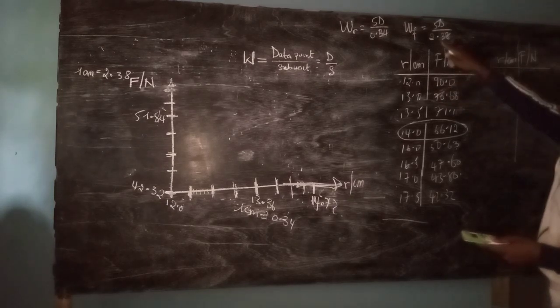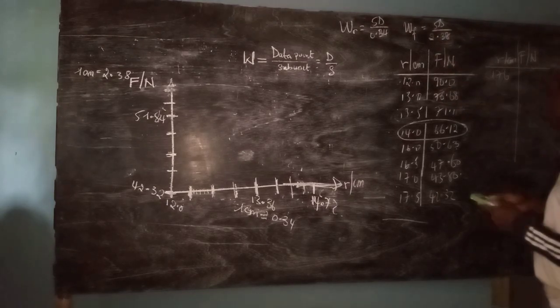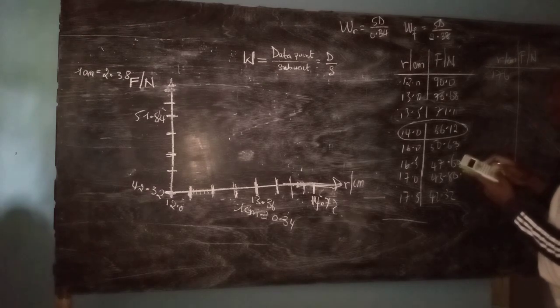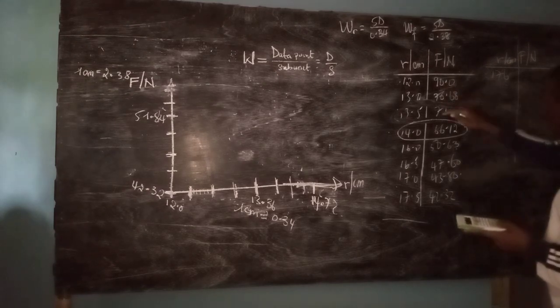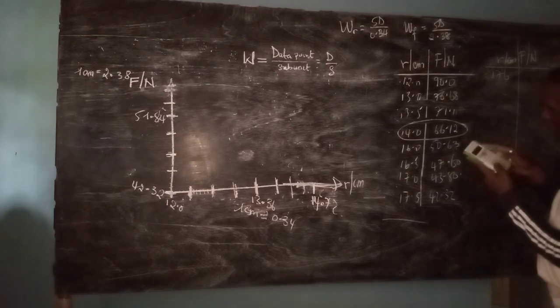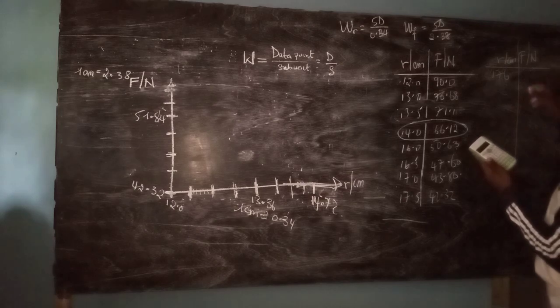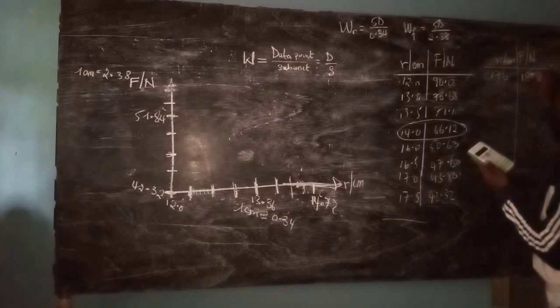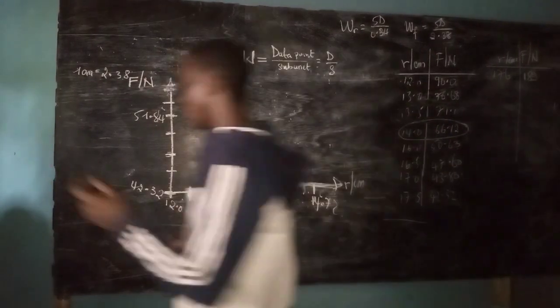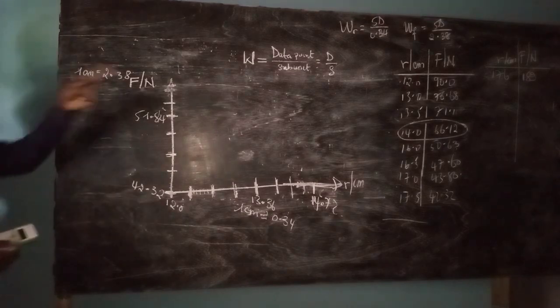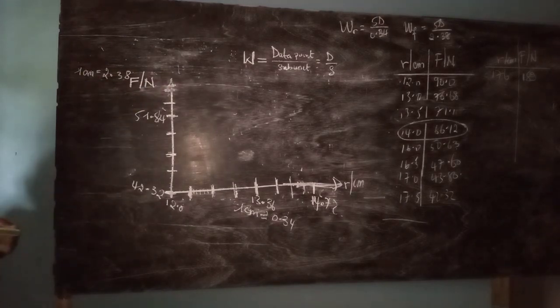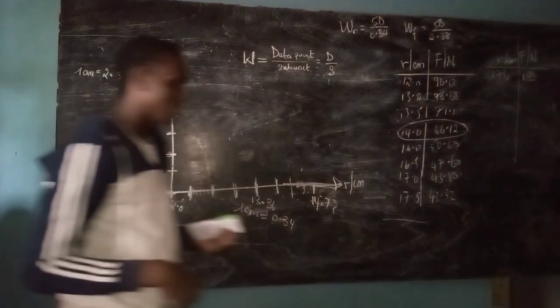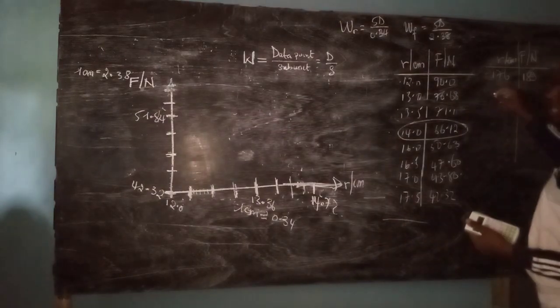For the force, I say it's 5Z divided by this. I now calculate 90 times 5 divided by 2.38, because these are the data points we are talking about. So I'm going to have 189. Once I have that, the next thing now is for me to see how I can use those whole numbers.